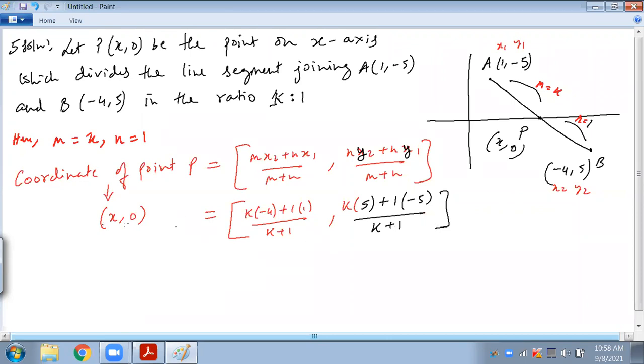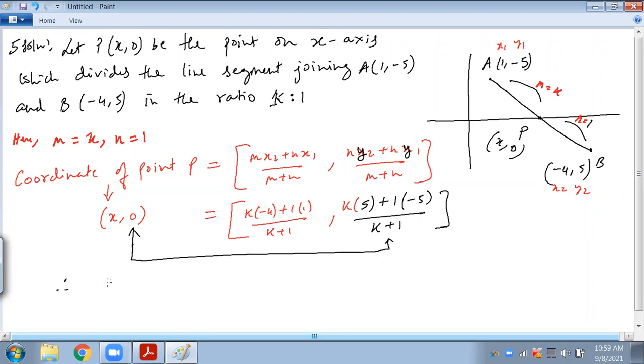Okay, now we got this. Now it is the same point. First, we are asked to find the ratio. So how to find the ratio? See, we know the y coordinate of the point is 0. So here we'll take the y of both equal. The x coordinate is x, the y coordinate is 0. Since we know the y coordinate here, we're going to take the y coordinate equal and we'll find k.